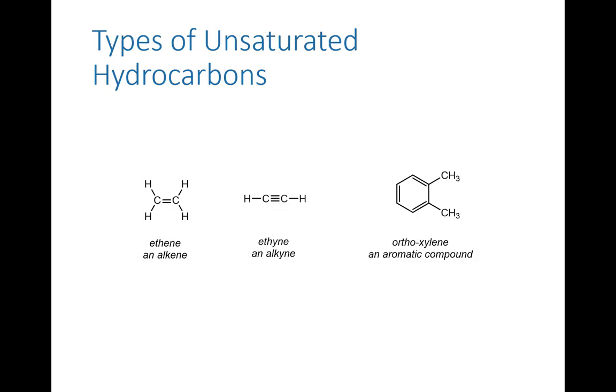Here are representative examples of all three types of molecules. Here we have ethene, which is an alkene, owing to its carbon-carbon double bond. Ethyne, also called acetylene, and used in blowtorches. And ethyne is an alkyne with a carbon-carbon triple bond. And then this compound here called orthoxylene, which is aromatic because it possesses a benzene ring in its structure.